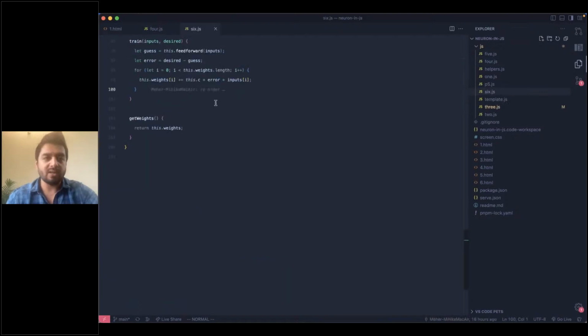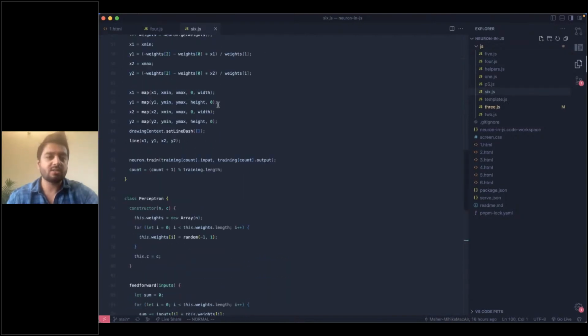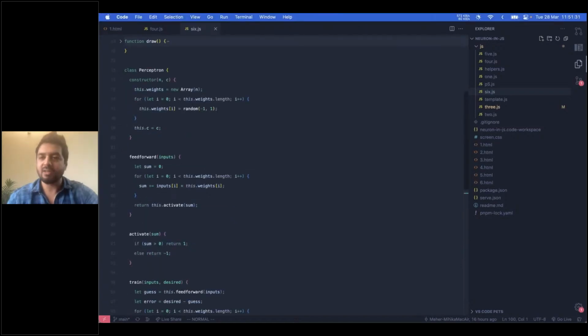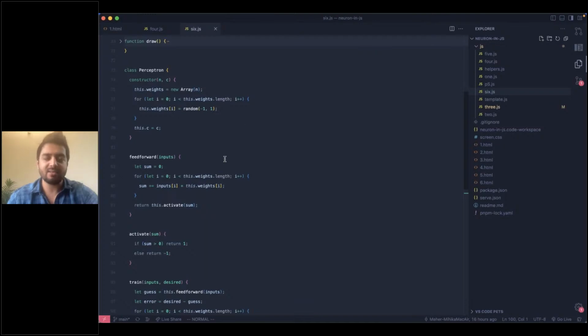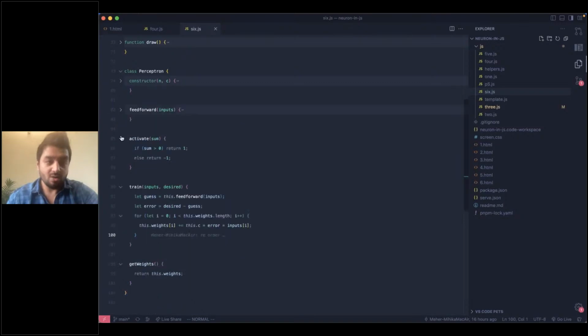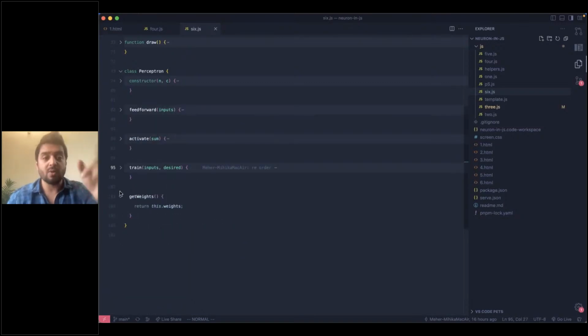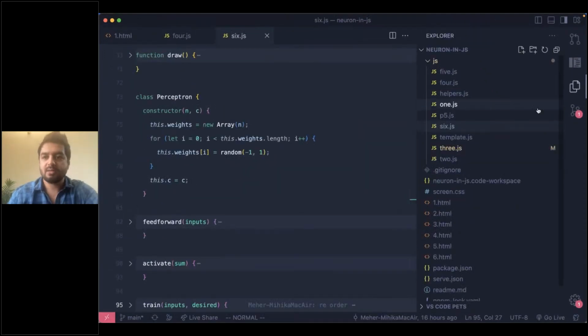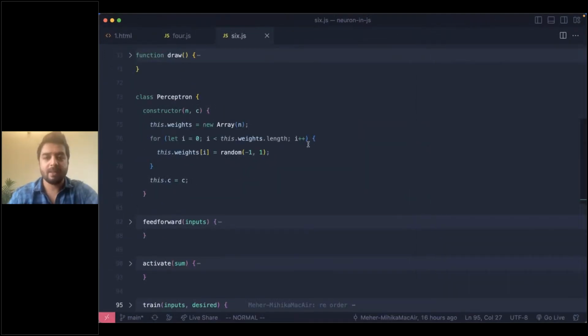The perceptron code is in your file, 6.js. I'll quickly spend 4 or 5 minutes and then I'll probably take some questions. This is a neuron or perceptron, a neural network with one neuron. You have your constructor where we tell it that you start with X number of inputs. Let me zoom in a bit to help you.